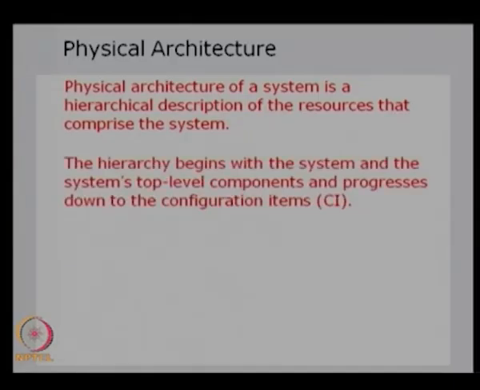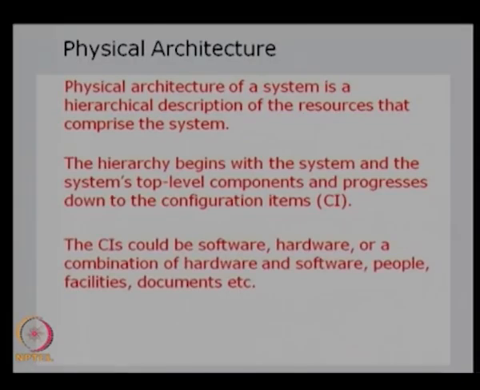The hierarchy begins with the system and the system's top level components and progresses down to the configuration items. So we start with the top level components or assemblies, and then we move towards the sub assemblies and components, and finally to the configuration items. Configuration items are basically the software, hardware, or a combination of software and hardware, people, facilities, or documents. So any of these could be a configuration item. So we will list down all these items in a hierarchical fashion and then complete the physical architecture.